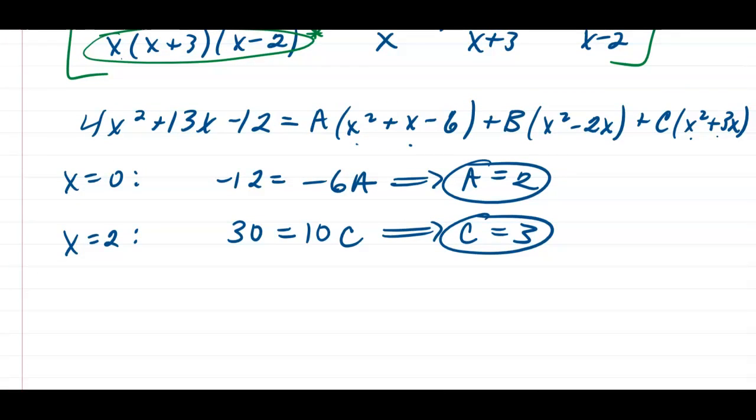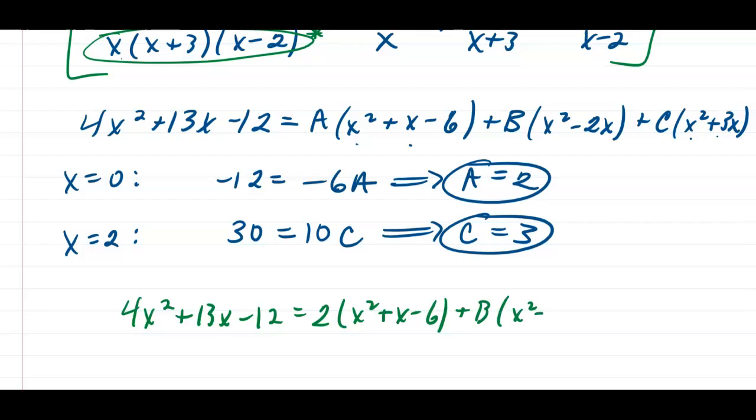Now we still have to find the value of b. To do this, we're actually going to use the values for a and c that we already have. And let's just plug those in first as we do this. And so the left side, of course, is still 4x squared plus 13x minus 12. And for a, we've got 2. So this is 2 times x squared plus x minus 6. And then the b value is still b. This is x squared minus 2x. And then the c value is 3, so we have 3 times x squared plus 3x.